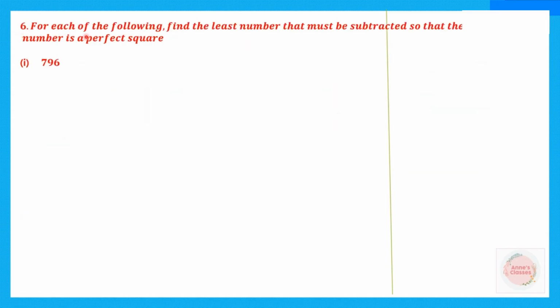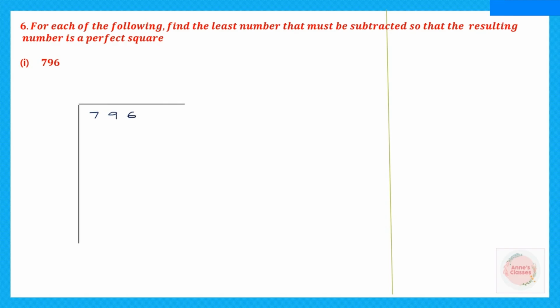Question 6. For each of the following, find the least number that must be subtracted so that the resulting number is a perfect square. That means for this number 796, we have to find one number to subtract from this so that the resulting number is a perfect square. So let's try the normal division method itself and find the square root of this.